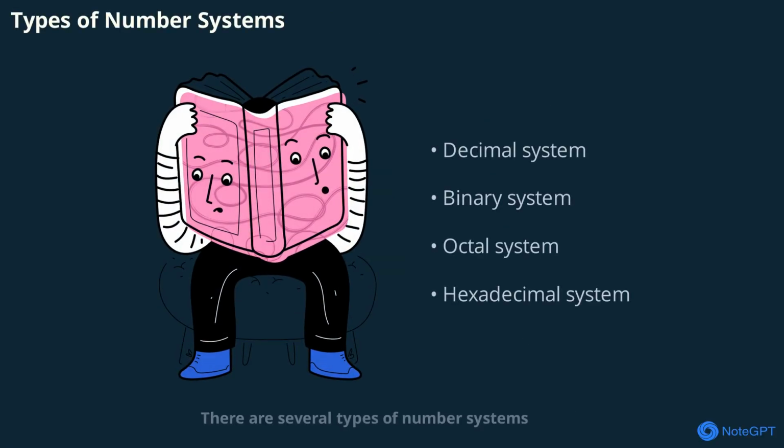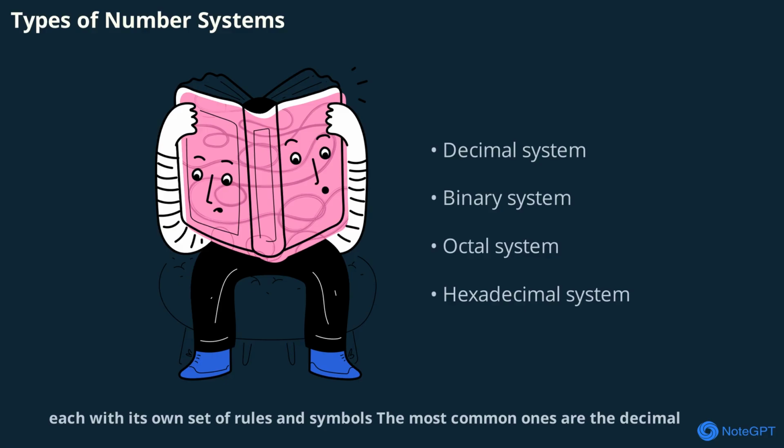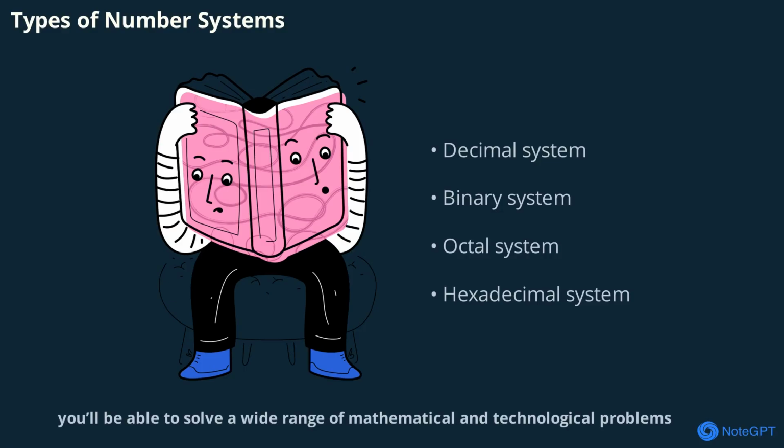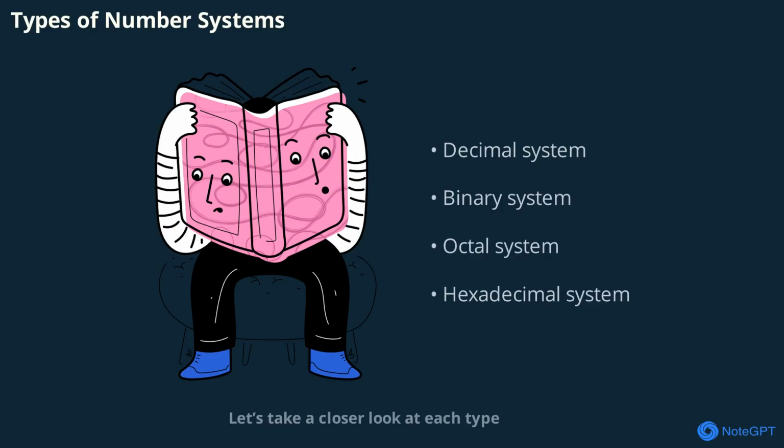There are several types of number systems, each with its own set of rules and symbols. The most common ones are the decimal, binary, octal, and hexadecimal systems. Each system is used for different purposes. For example, the decimal system is used in everyday life, while binary is used in computers. Octal and hexadecimal are also important in computer science. By understanding these systems, you'll be able to solve a wide range of mathematical and technological problems. Let's take a closer look at each type.